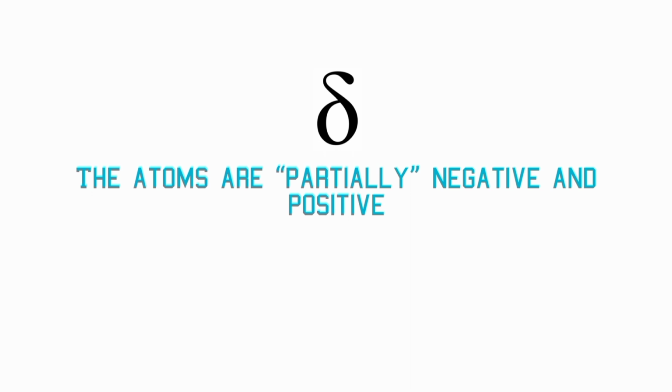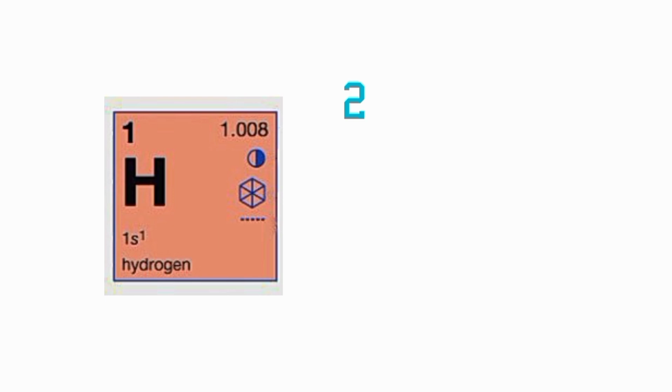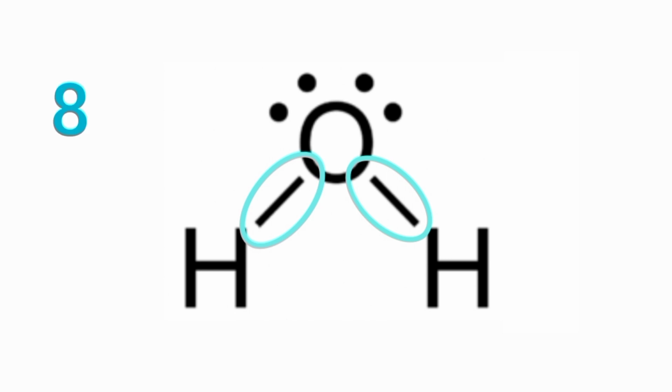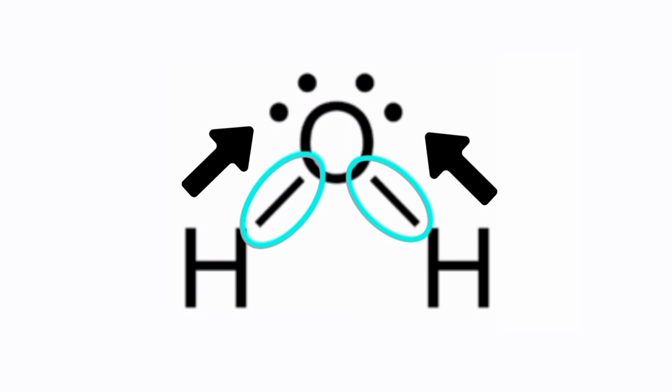So what then is a polar compound? This happens when the electrons between the two atoms are only partially negative and positive. An example of this would be water, also known as H2O. Using the Lewis structure of water, both atoms are sharing electrons, which makes this a covalent bond. But here's the thing: oxygen has 8 protons and hydrogen only 1, making oxygen attract electrons much more strongly than hydrogen can. This is known as electronegativity.